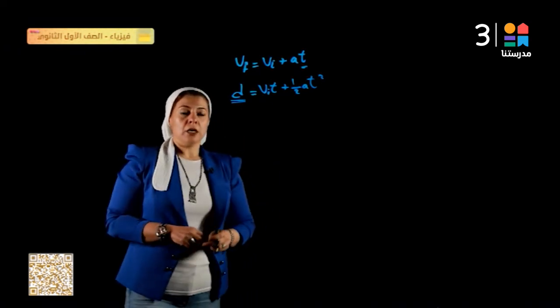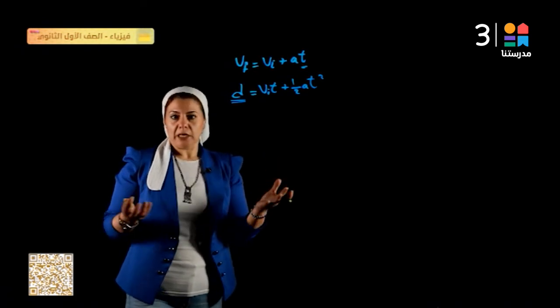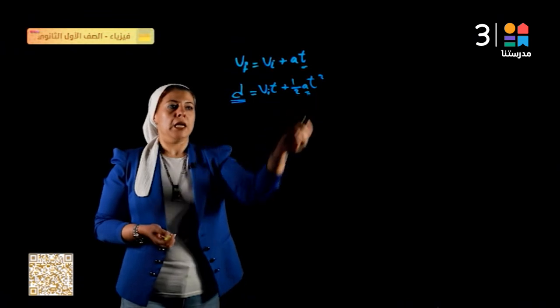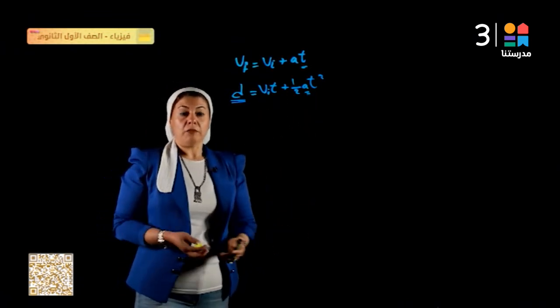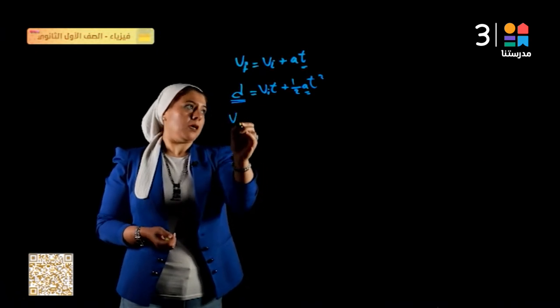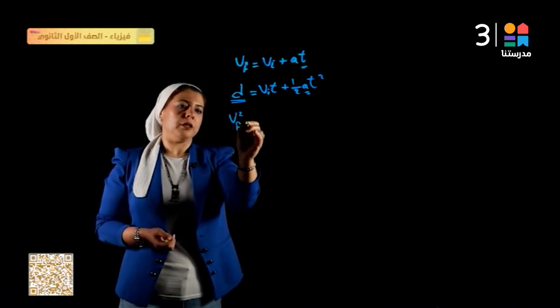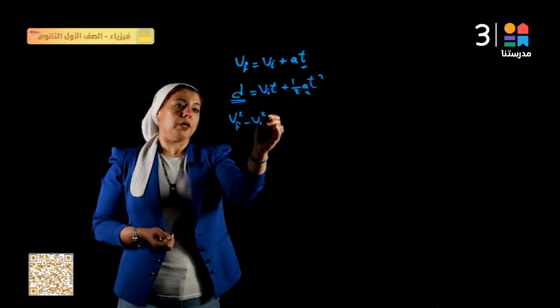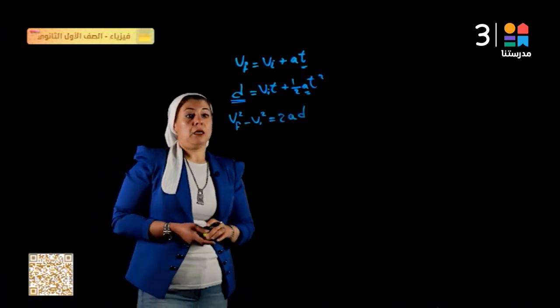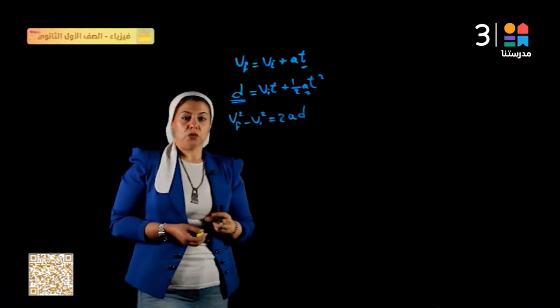And V initial is the initial speed with which the object starts moving, and A is the acceleration, and of course T is the time needed to achieve the motion. The third equation is V final squared minus V initial squared equals 2A D.